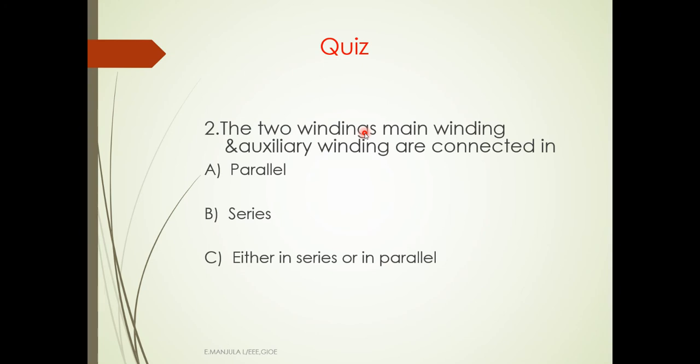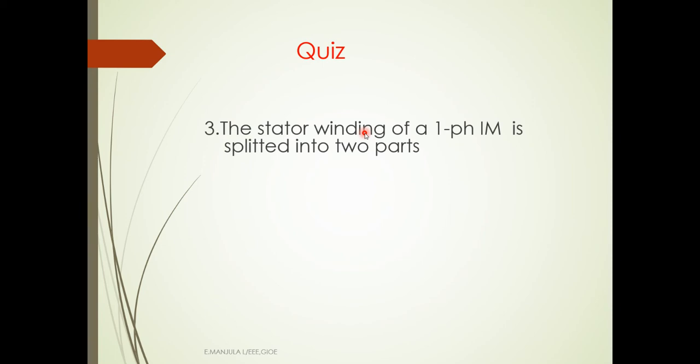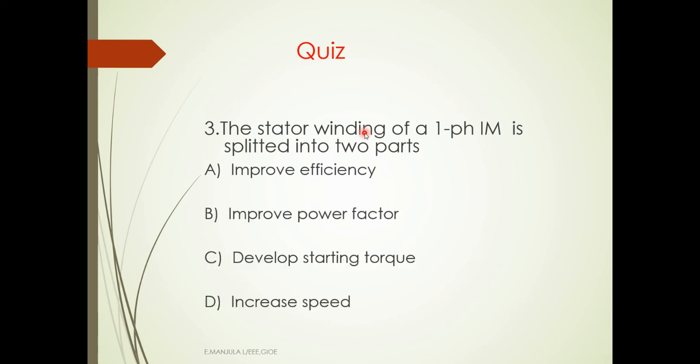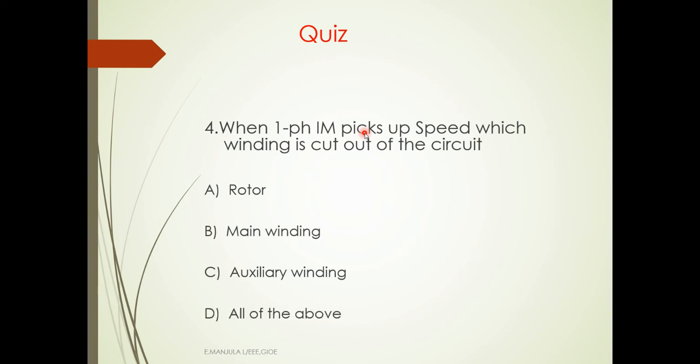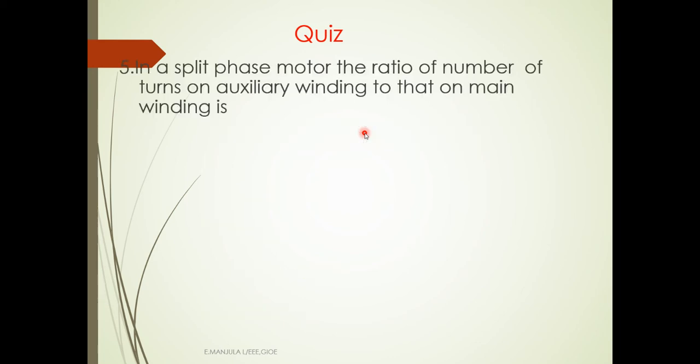The two windings, main winding and auxiliary winding, are connected in parallel. The stator winding of a single phase induction motor is split into two parts to develop starting torque. When a single phase induction motor picks up speed, which winding is cut off? Auxiliary winding.